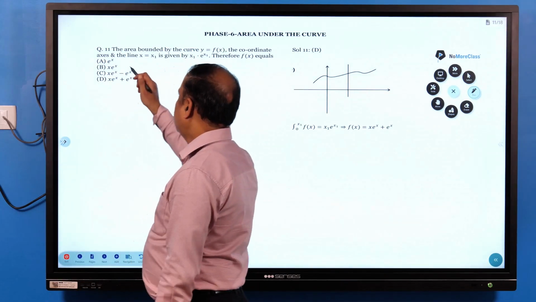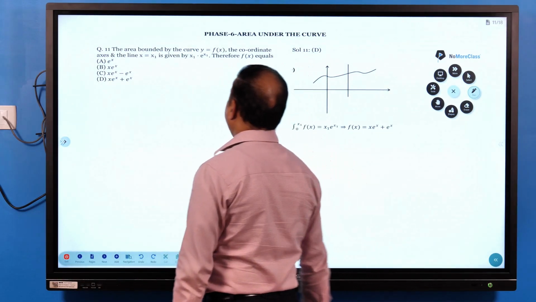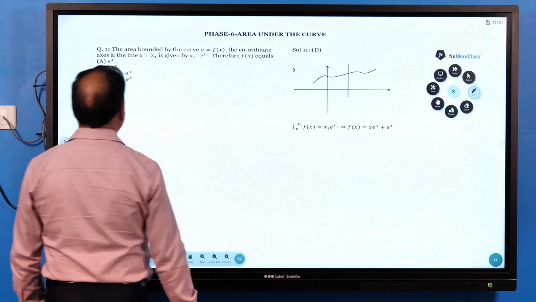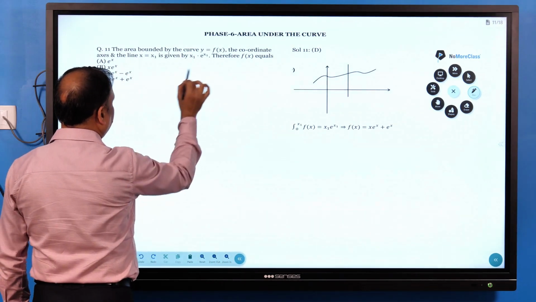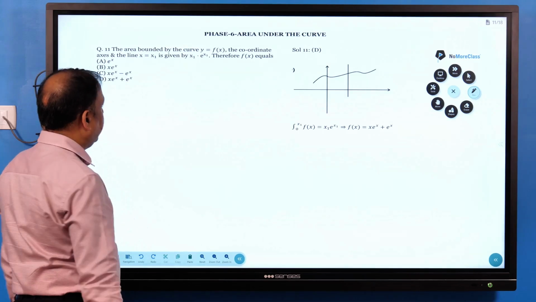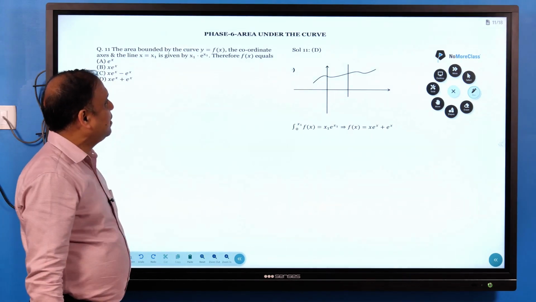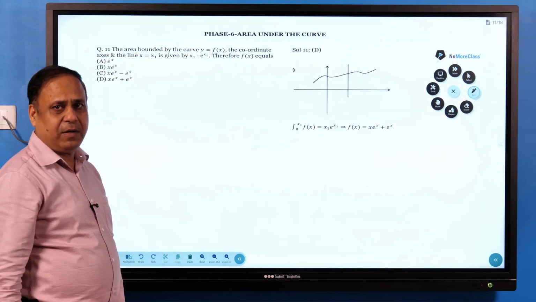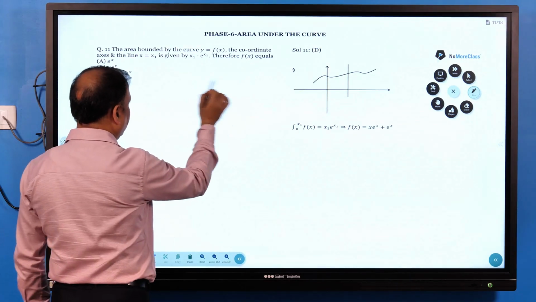So next important question number 11, exercise 2, phase 6. The area bounded by the curve y is equal to f(x), the coordinate axis and the line x equal to x1 is given by... This is a type of question where nothing is given, whether it is positive area or negative area. So we will take the simple case only.